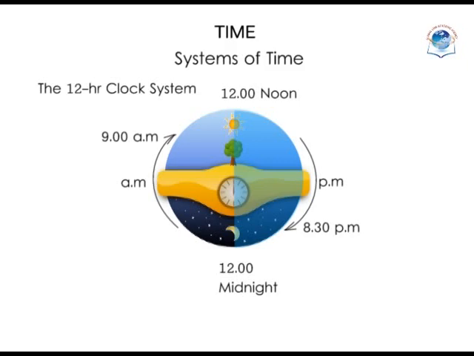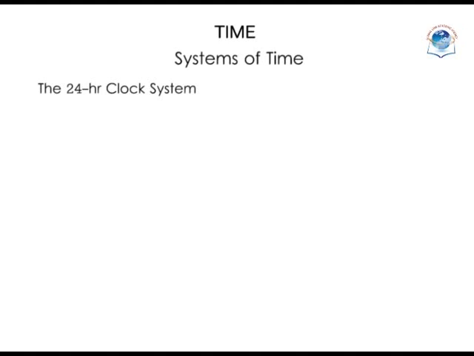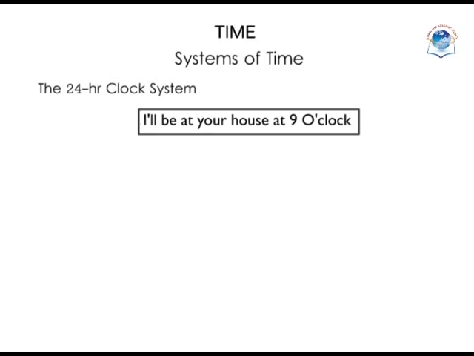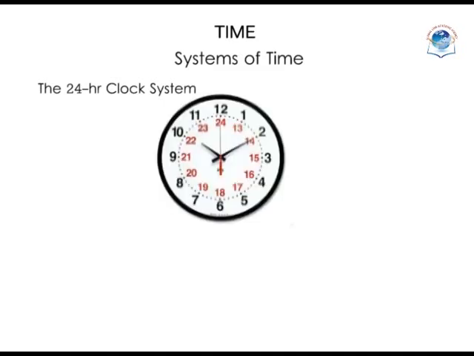Most wall clocks and analog wristwatches have the 12-hour system, and it is the person's knowledge of the time of the day that allows them to know if it's PM or AM. The 24-hour system. Now, suppose a friend sends you a text: I'll be at your house at 9 o'clock. You will need to know if they mean 9 AM or 9 PM. The 24-hour clock system does not use AM and PM.